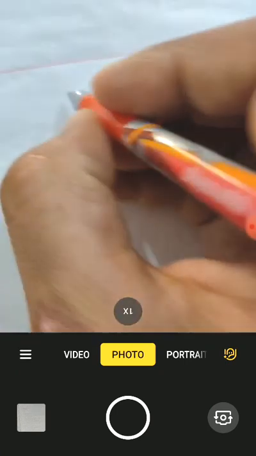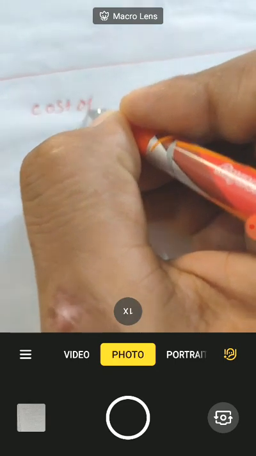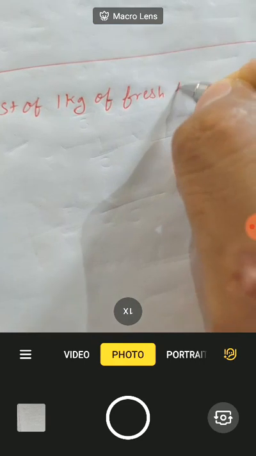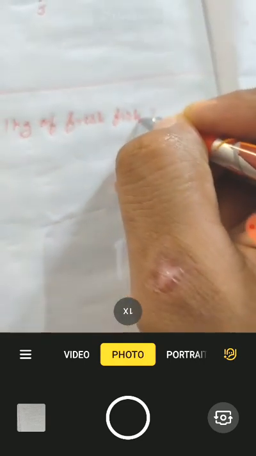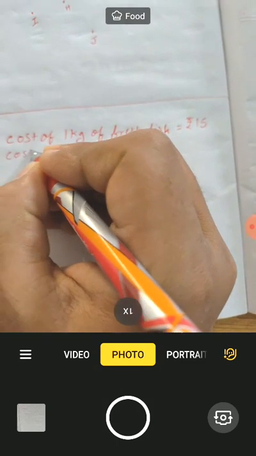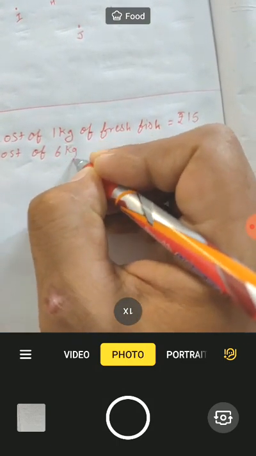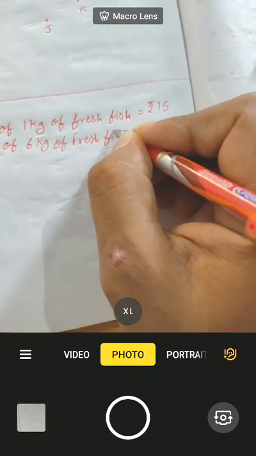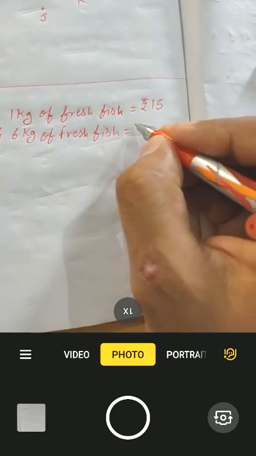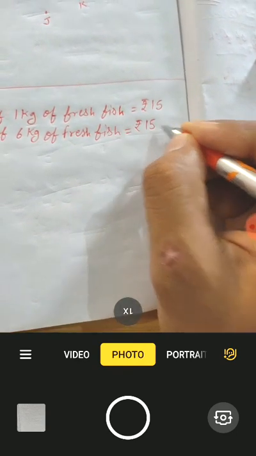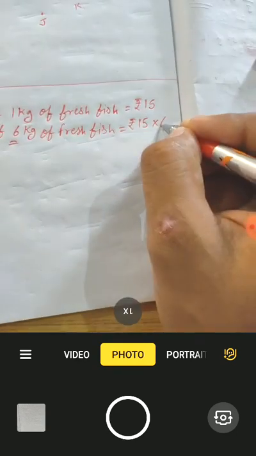As it is given that the cost of 1 kg of fresh fish is equal to rupees 15. Okay, so the cost of 6 kg of fresh fish will be what? That is 15 multiplied by 6.